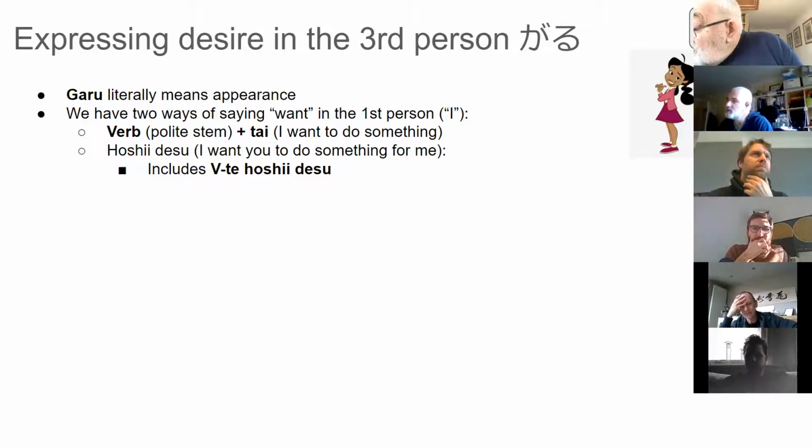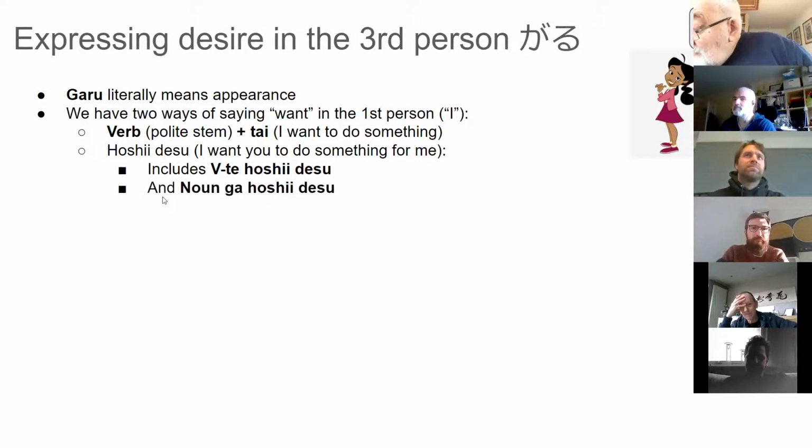How would you say I don't want you to make me a coffee? Tsukutte hoshikunai desu. Yeah, exactly. So again, we can just treat this hoshii as an e adjective. It is an e adjective. It means something is desirable. Remember that we can also just say, I want something like a coffee by just saying the noun ga hoshii desu.